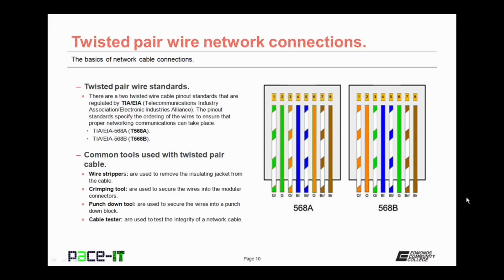You should also have a punch down tool. Now these are used to secure the wires into a punch down block, which is a fairly common component in the modern local area network. And finally, you should have a cable tester. These are used to test the integrity of the network cable to make sure that it's good.